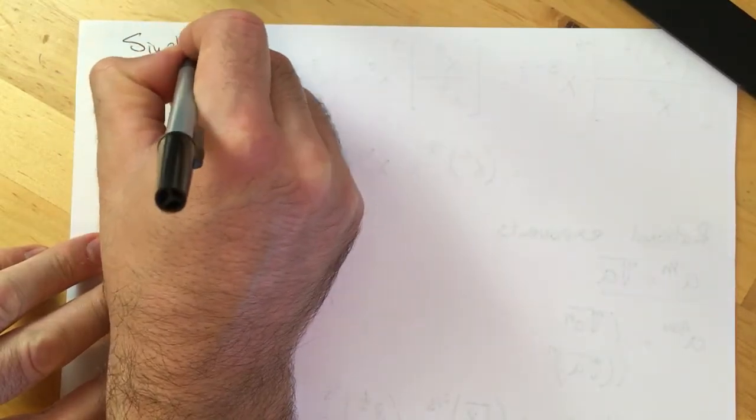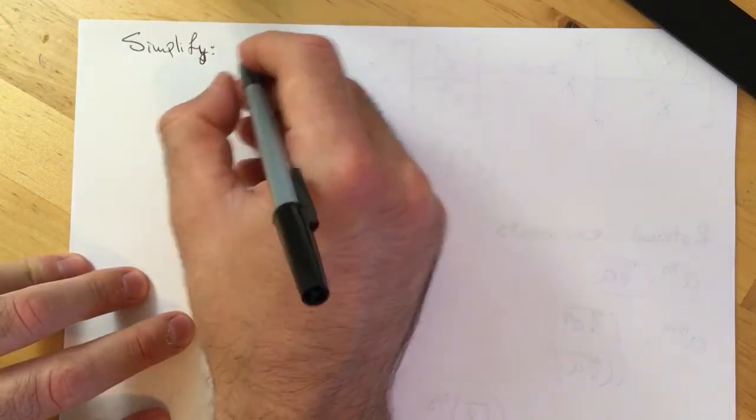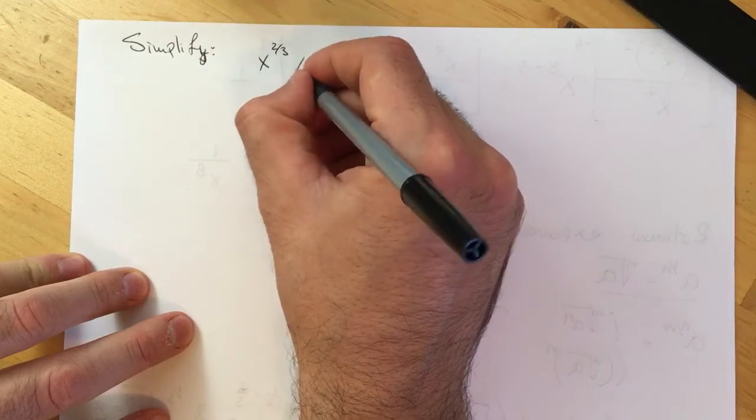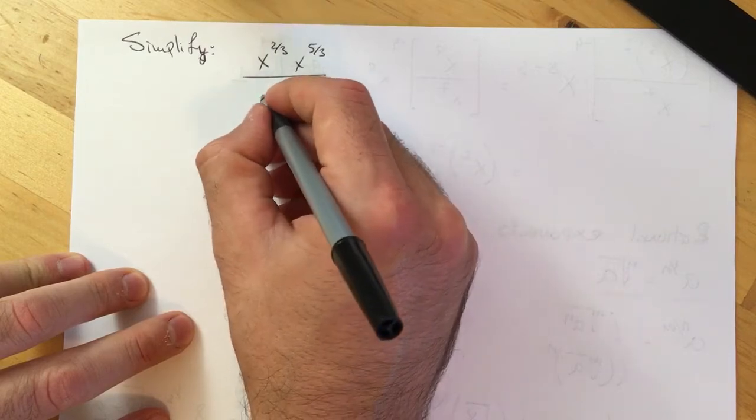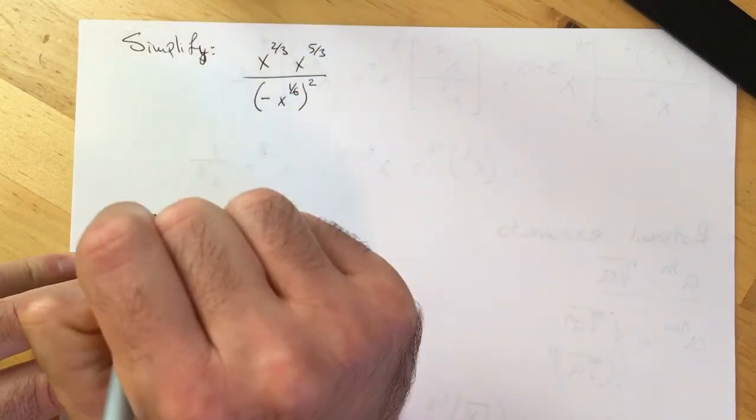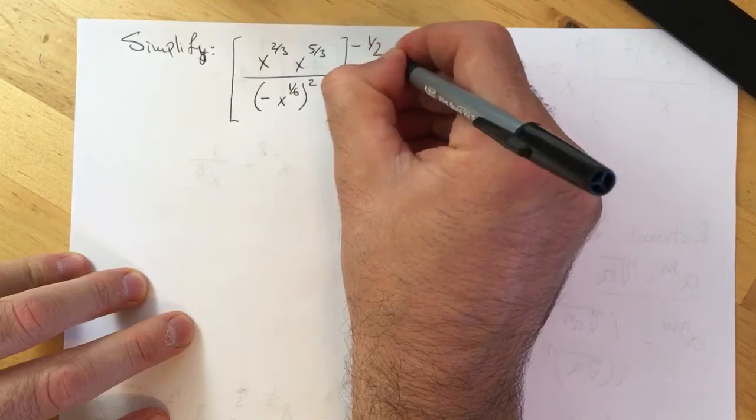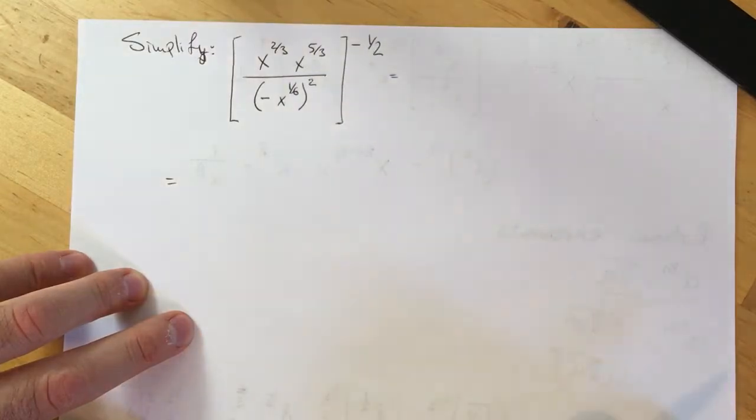Okay, so number 3. Let's simplify this expression. x to power 2 over 3 times x to power 5 over 3 over negative x to power 1 over 6, the whole thing raised to the power of 2, and then the whole expression is raised to power negative 1/2. Okay, so let's first deal with the expression in the square brackets.